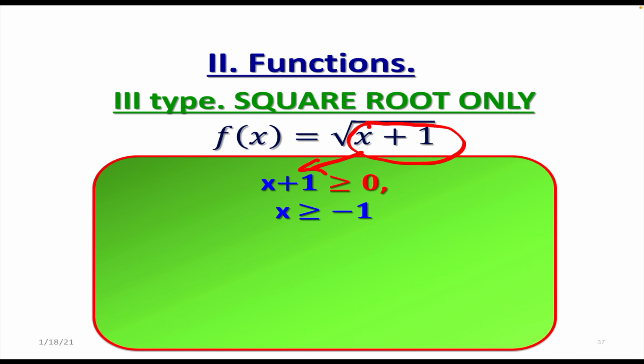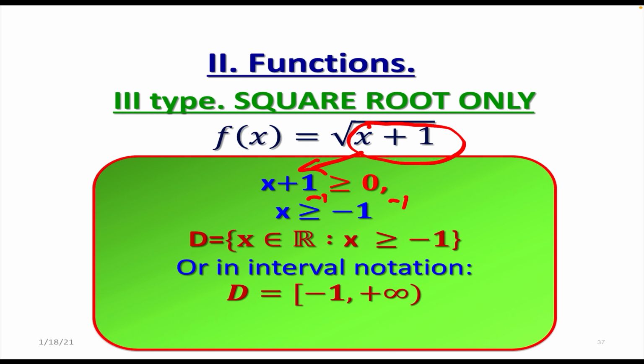It's really basic. All you want to do is just move this 1 to the right side by subtracting 1 from both sides. You end up getting x greater than or equal to -1. So your domain is going to be all real x's that satisfy this condition, x greater than or equal to -1. So also interval notation can be used to represent domain.